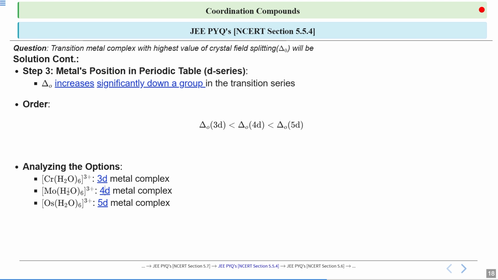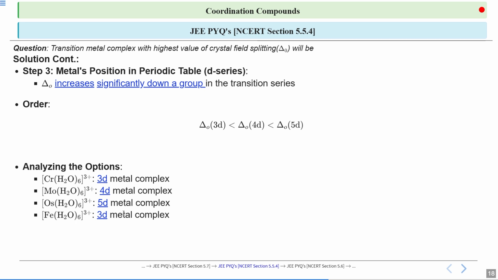Next complex, osmium [Os(H2O)6]3+, is a 5d metal complex. Osmium is a 5d metal. And here in this complex, iron [Fe(H2O)6]3+, is a 3d metal complex. That means iron exists in the 3d transition series. So chromium is in the 3d series, molybdenum is in the 4d series, osmium is in the 5d series, and iron exists in the 3d series. And what have we known?